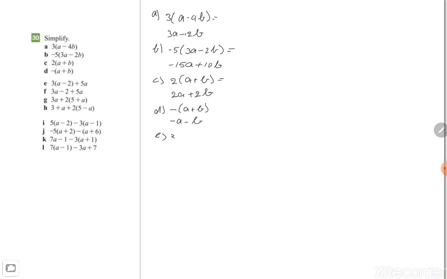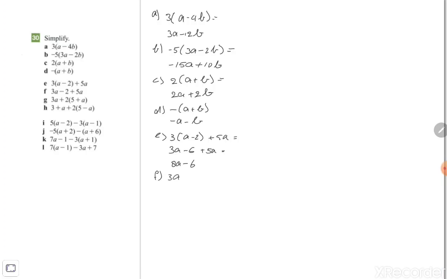Exercise E. 3 times (A minus 2) plus 5A. So 3 times A is 3A, and 3 times minus 2 is minus 6, and we still have 5A. So find the equal terms. 3A plus 5A is 8A minus 6.